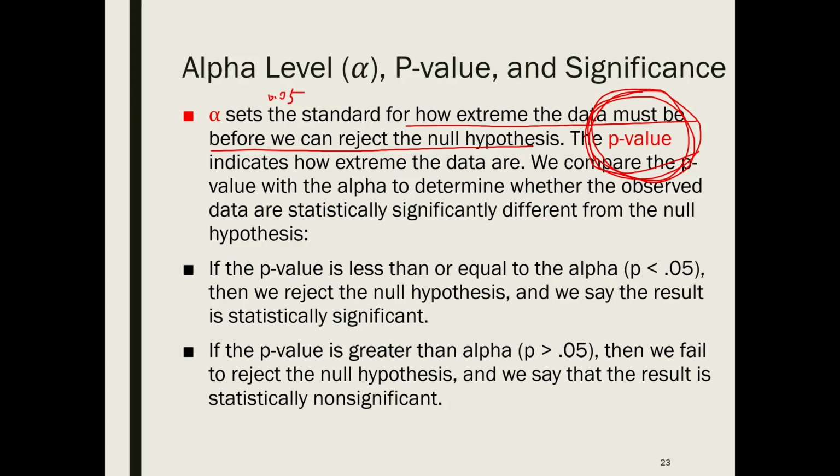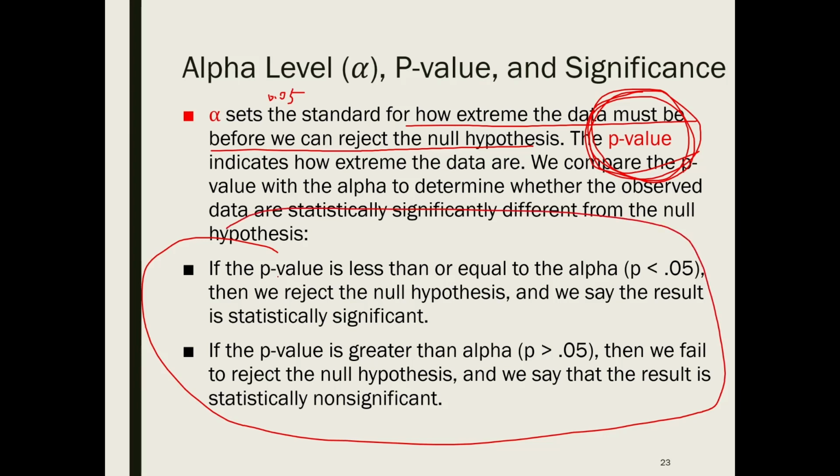We compare the p-value with the alpha level to determine whether the observed data are statistically significantly different from the null hypothesis. This is very complicated, but keep in mind that most software, SPSS, or even Excel, comes out with the p-value. It calculates the p-value that you can compare to 0.05, which is the alpha level, or to 0.01, which is the alpha for the 99% confidence level. So the fundamental thing is you just need to remember those two.